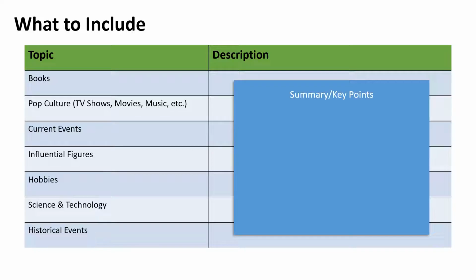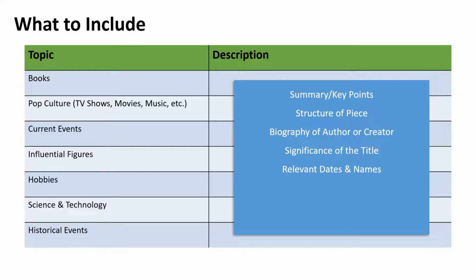You can include a summary or key points of a source, talk about the structure of a piece, the biography of the author or creator, the significance of the title, relevant dates and names. This is especially useful for current events or influential figures or historical events. Impacts, relevant sources and website links, themes, symbols, and literary devices. So that really works well for things like books, especially fiction, or even movies.